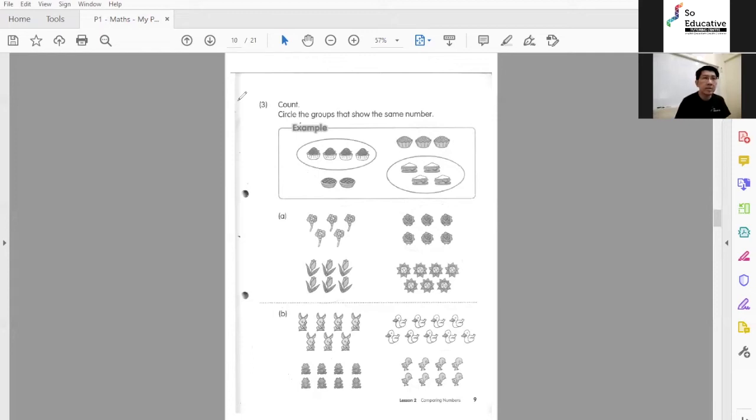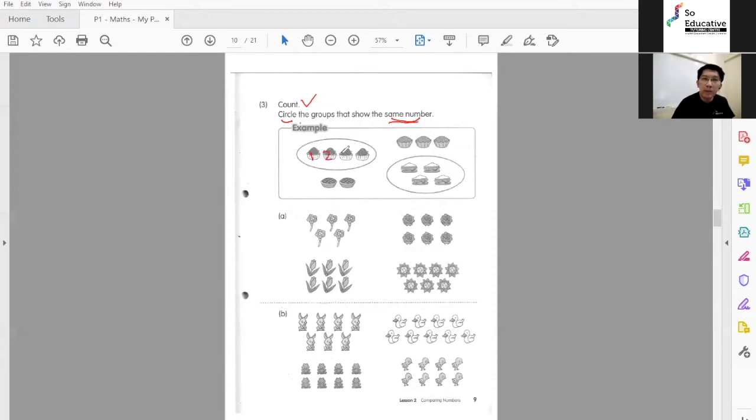Okay, question number 3. Always start by reading the question carefully. They want us to count, then circle the groups that show the same number. Always understand what the instructions are asking us to do. Remember, same number. Now let's count these cupcakes here.